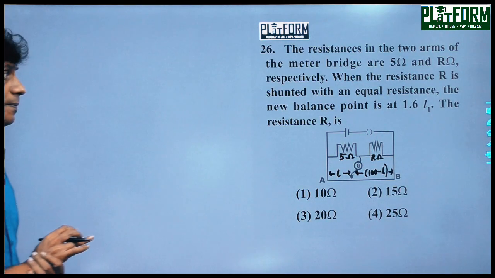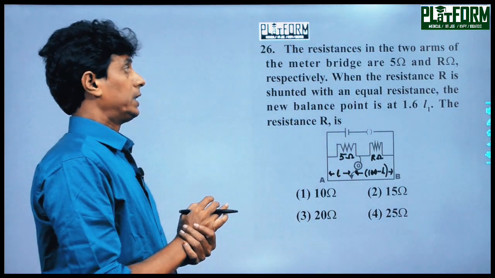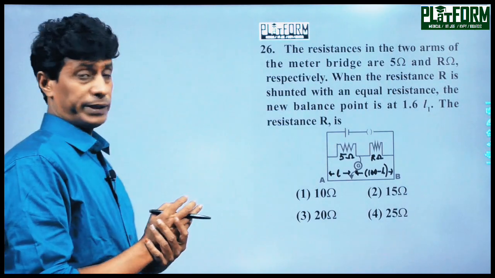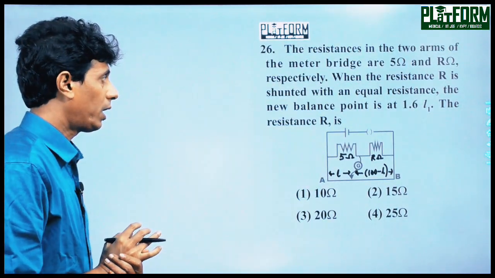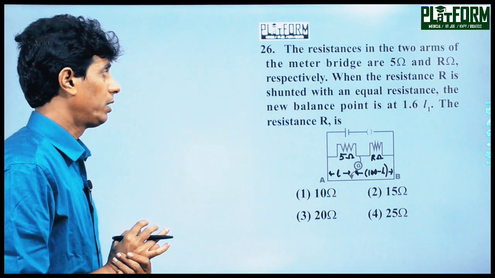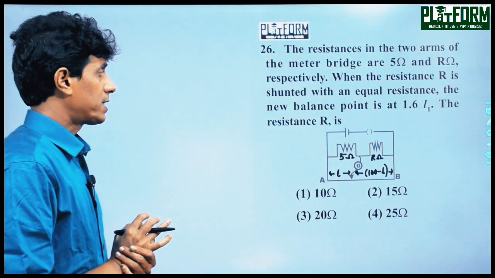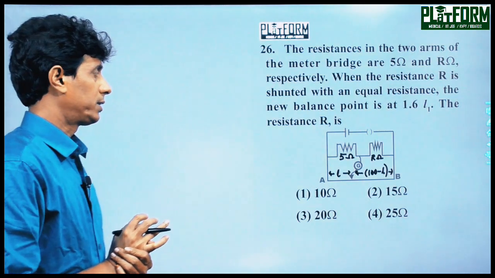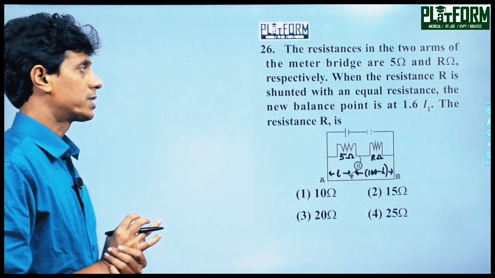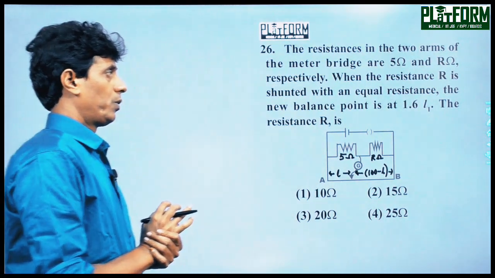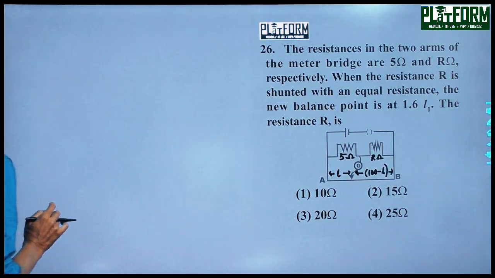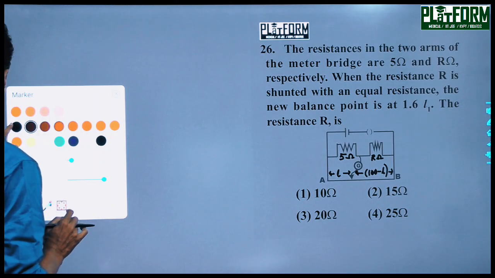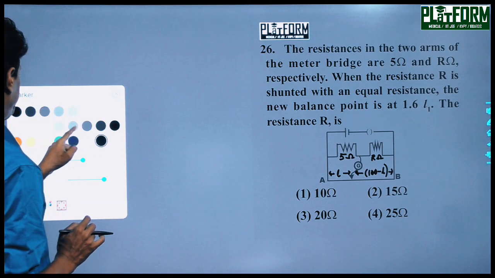The resistances in the two arms of a meter bridge are 5 ohm and R ohm. When resistance R is shunted with an equal resistance, the new balance point is 1.6 L, let us say it is L.